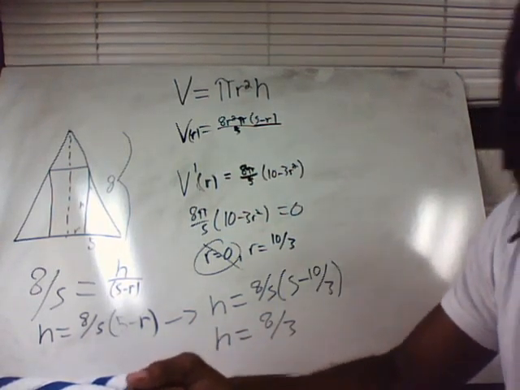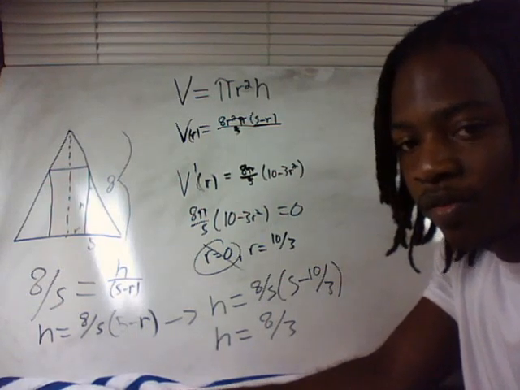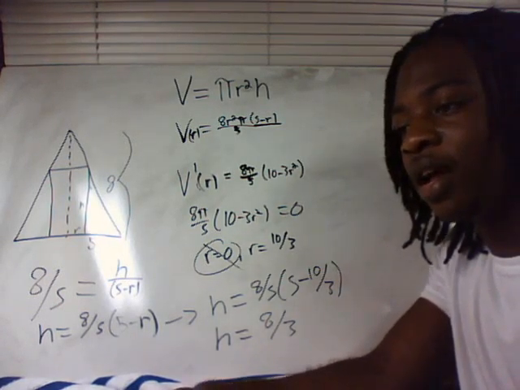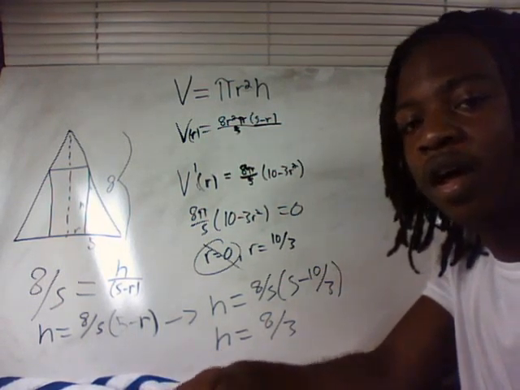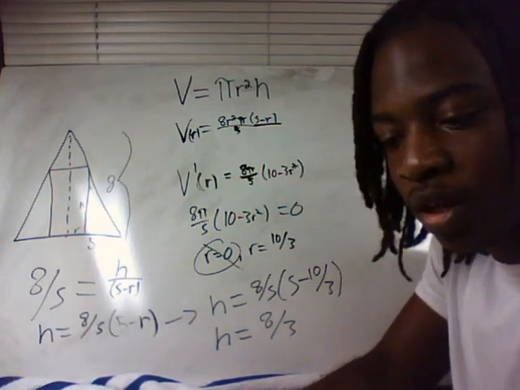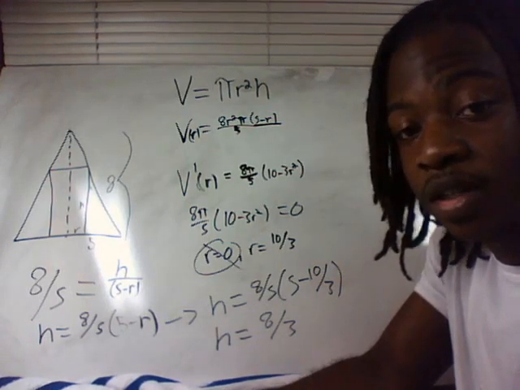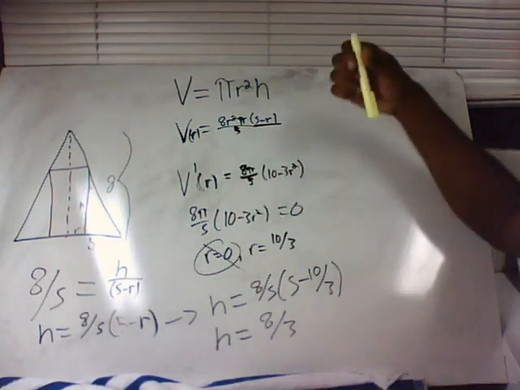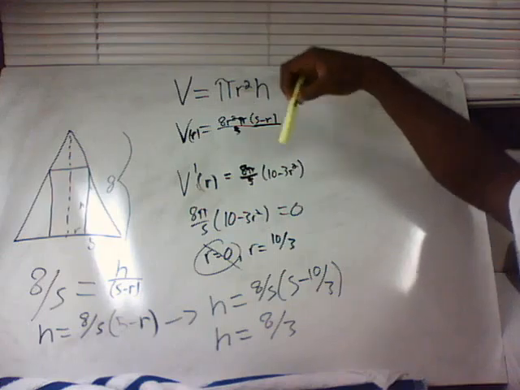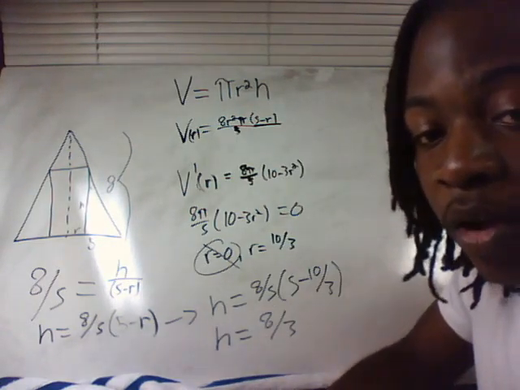And it's important to remember why we take the derivative. We're taking the derivative to find where the function goes from increasing to decreasing right here, which is why we're getting the maximum value out of this equation.